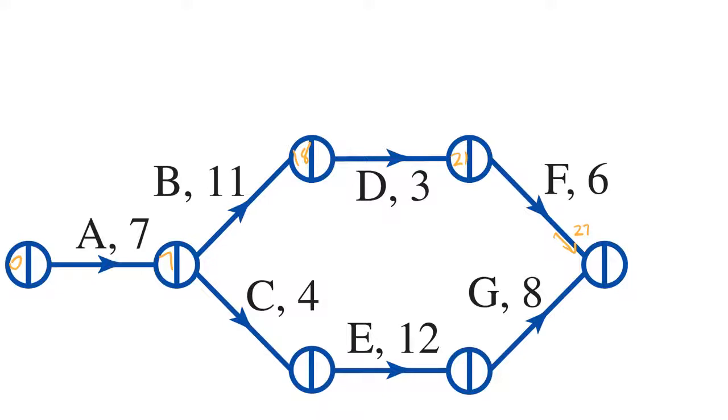Now, if I look at the bottom path, 7 plus 4 is 11. And then 11 plus 12 is 23, and 23 plus 8 is 31 coming in here. Now, if I delay activity G, I'm going to delay the whole project. So this tells me that this is the critical path. What I can do then, and I'll get you to do this in your test, is get a highlighter and color in the critical path like so.